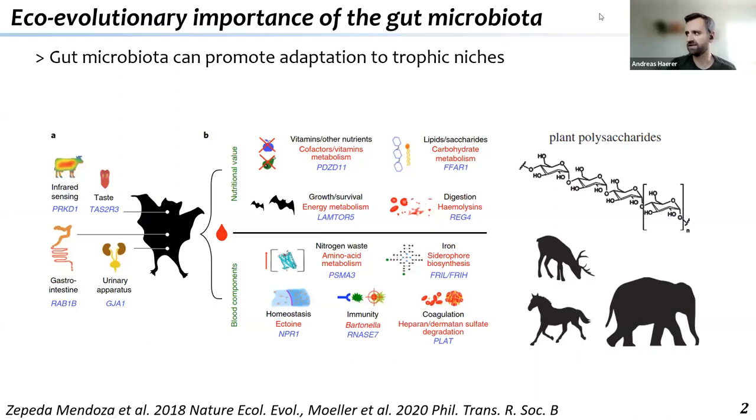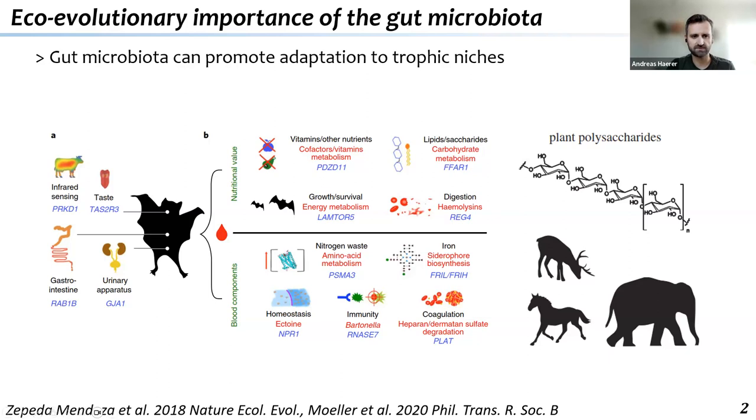So it's quite well known now that the gut microbiota is important for many aspects of their host's ecology and evolution. For example, gut bacteria can promote adaptation to different trophic niches. One example for this would be the vampire bat that feeds exclusively on blood. Adaptation within the host genome, but also changes in the gut microbiota together facilitated adaptation to this very specific and challenging trophic niche. But then also more broadly, the evolution of herbivory is commonly facilitated by bacteria that can digest otherwise inaccessible plant materials. So yes, gut bacteria are important in this context.